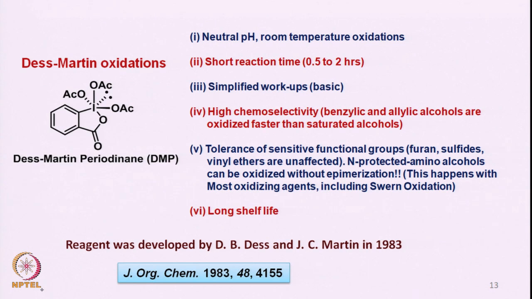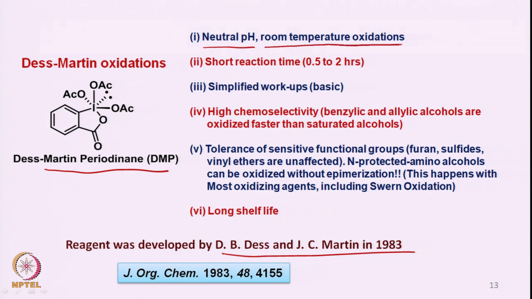Now this particular Des-Martin periodinane reagent, called DMP, was developed by Dess and Martin in 1983 and has got tremendous application and use in the literature. So it is a reagent that works at neutral pH, at room temperature, and short reaction times.